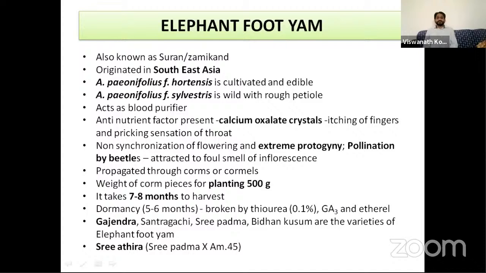Though there are different varieties of elephant foot yam, Gajendra is the most popular variety, and it is being grown on a larger area. So Gajendra is a variety of elephant foot yam. That is the important question. Sree Athira, a hybrid, was developed in elephant foot yam, but it was not that popular compared to Gajendra.